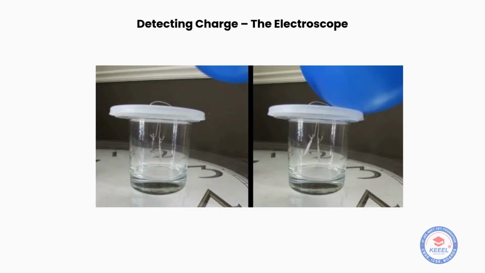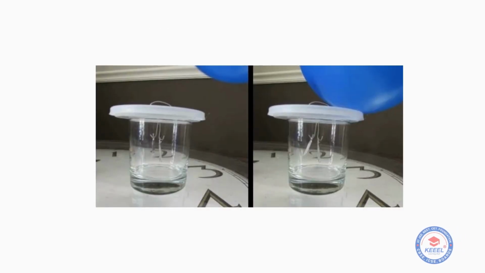Detecting charge, the electroscope. How do we know if something has static electricity on it? We use a tool called an electroscope. It has a metal rod, a metal disc, and thin metal leaves. When a charged object touches the disc, the leaves spread apart. This shows that the object has electric charge.